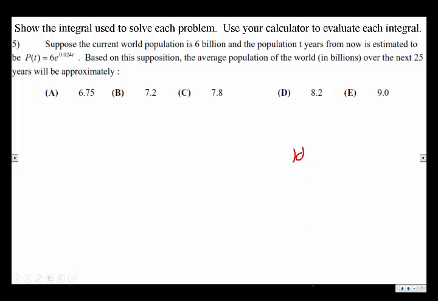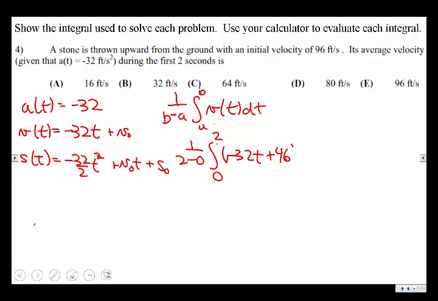Oh my god. This is not a good start with this technology. What problem are we on? 4? Okay. Let's try this again.